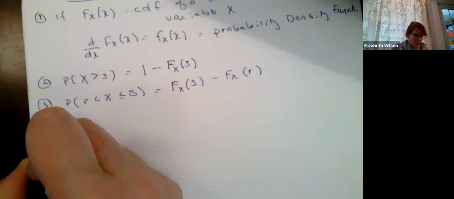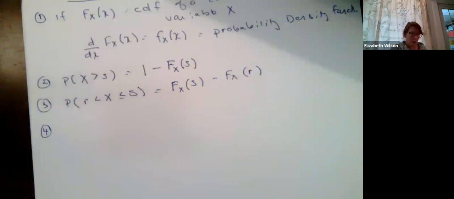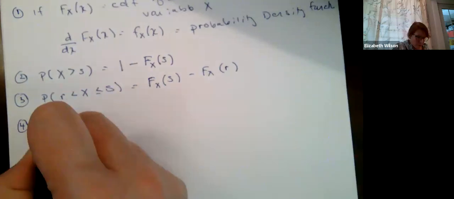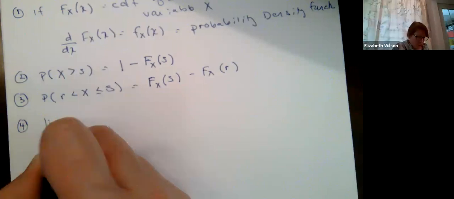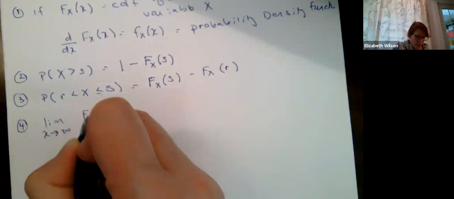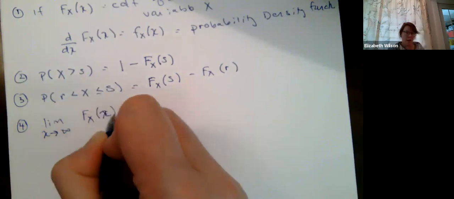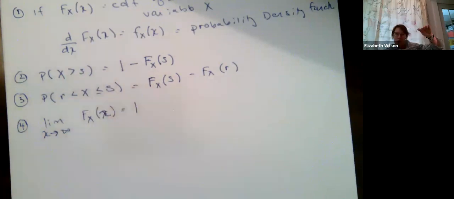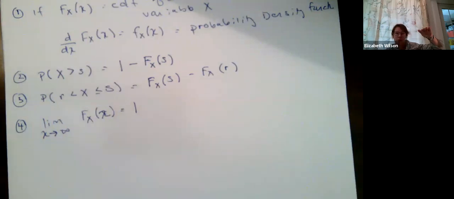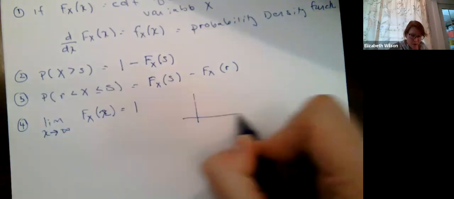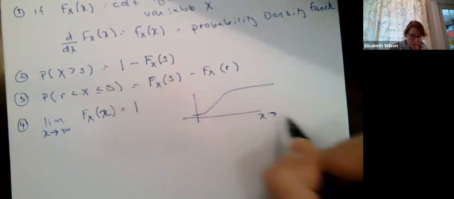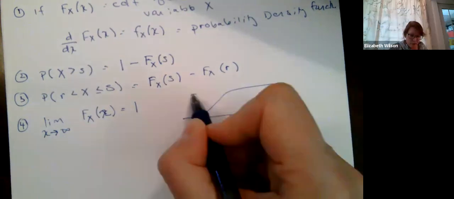Our fourth property is that the limit as little x goes to infinity of our big cumulative distribution function is equal to 1. Once I max out, once I reach the top, once I've summed up to 1, I'm continuing at 1 for the rest of time. So as x goes off to infinity, remember our CDF goes up like this, and we're already at 1. We're going to stay at 1 forever.